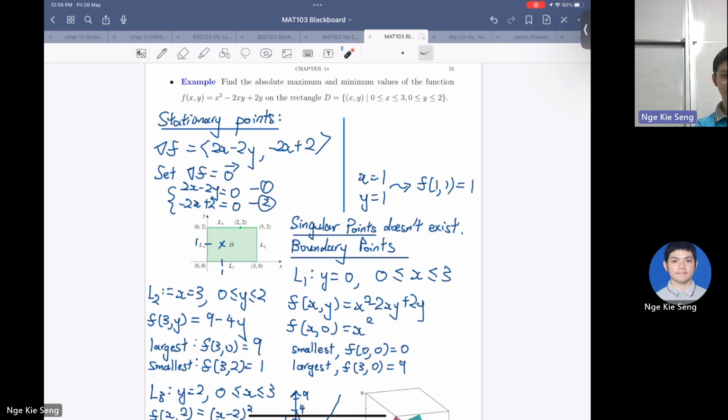It's 55 already. We still have one or two things to go before we go to integral. Next week we will finish up this chapter and then we will jump into integral, multiple integral. Question?